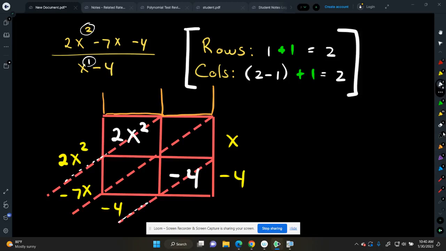2x times x is 2x squared. 2x times negative 4 is negative 8x. Okay? Okay, let's do another one.